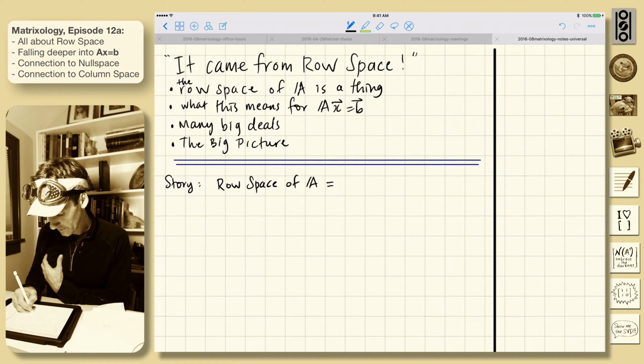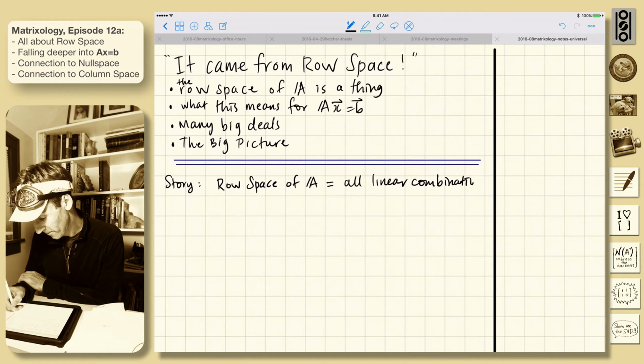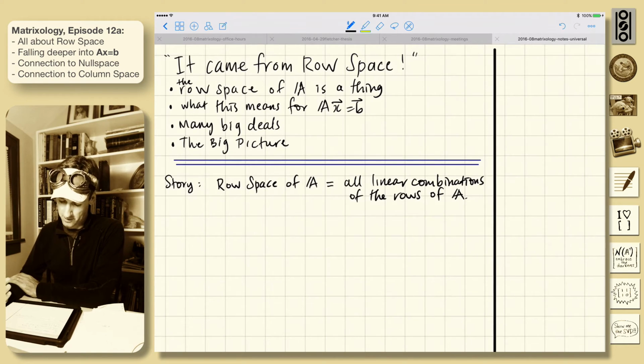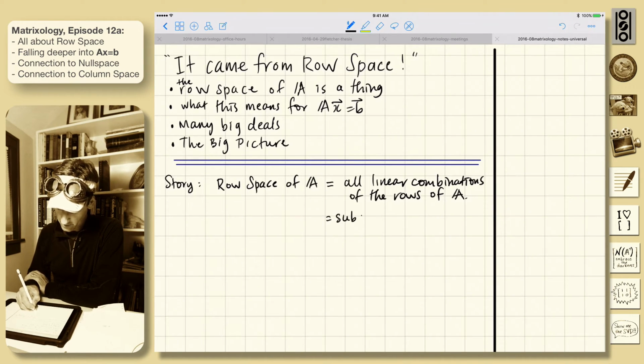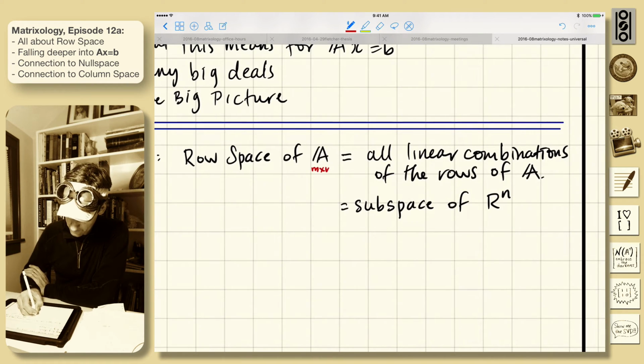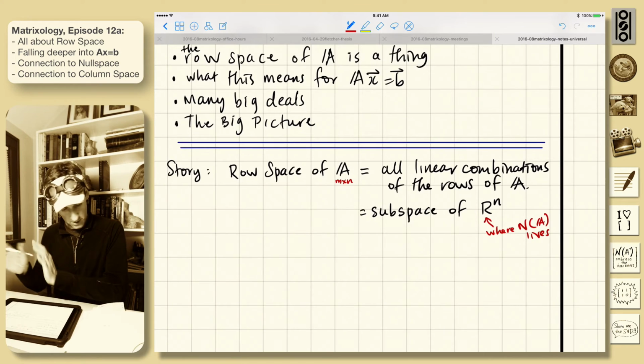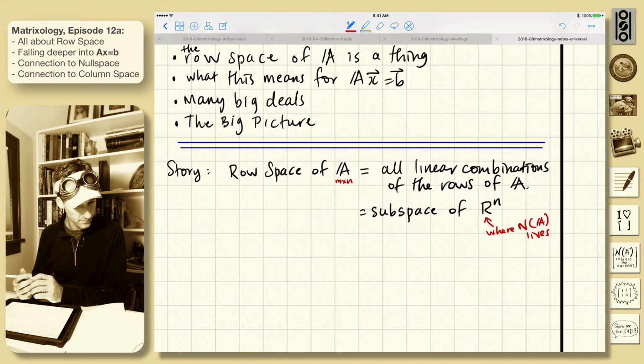all linear combinations of the rows of A. So it's a subspace. Where do the rows live? A subspace of R^n. That's where the null space lives, since this is an m by n matrix. So it has something to do with the null space. All right, so it's a fine space.